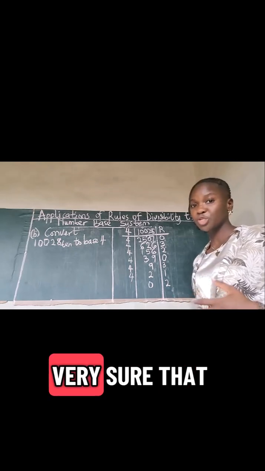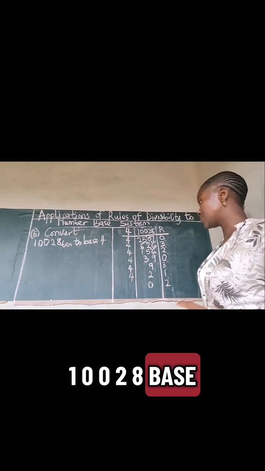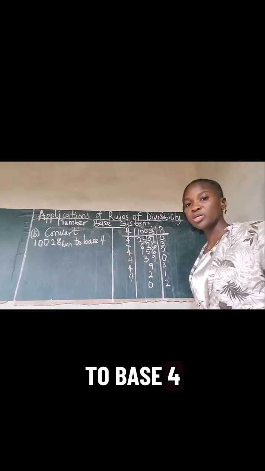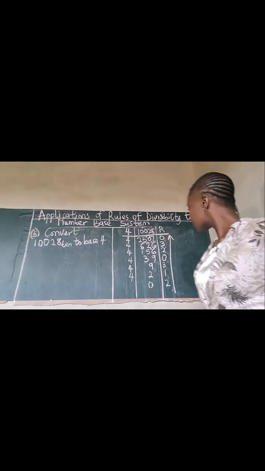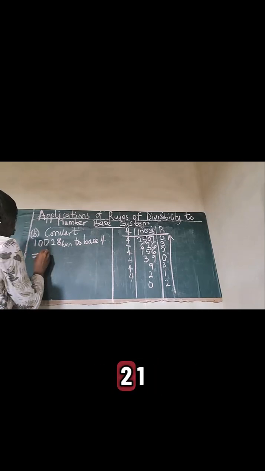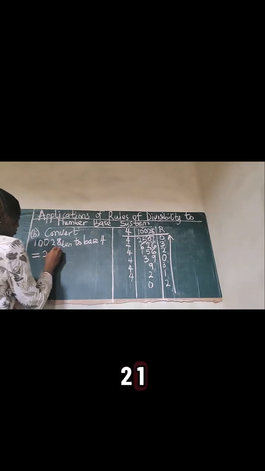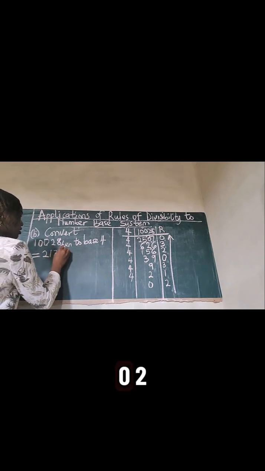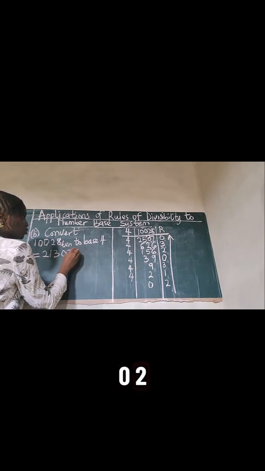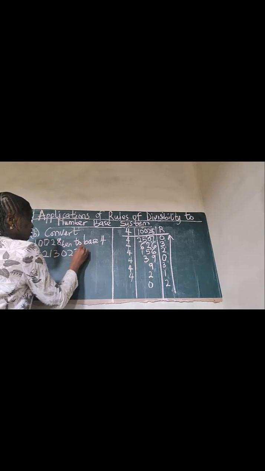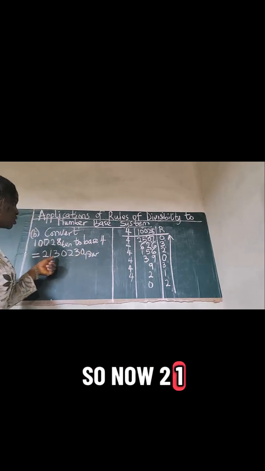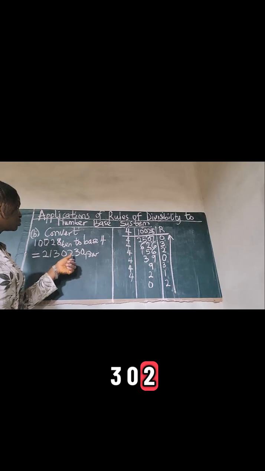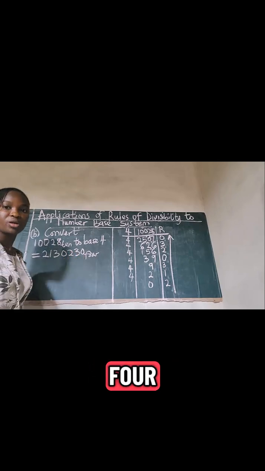We are very sure that 10028 base 10 to base 4 is going to give us, so let's have our arrow up, 2, 1, 3, 0, 2, 3, 0, base 4. So you have 2, 1, 3, 0, 2, 3, 0, base 4.